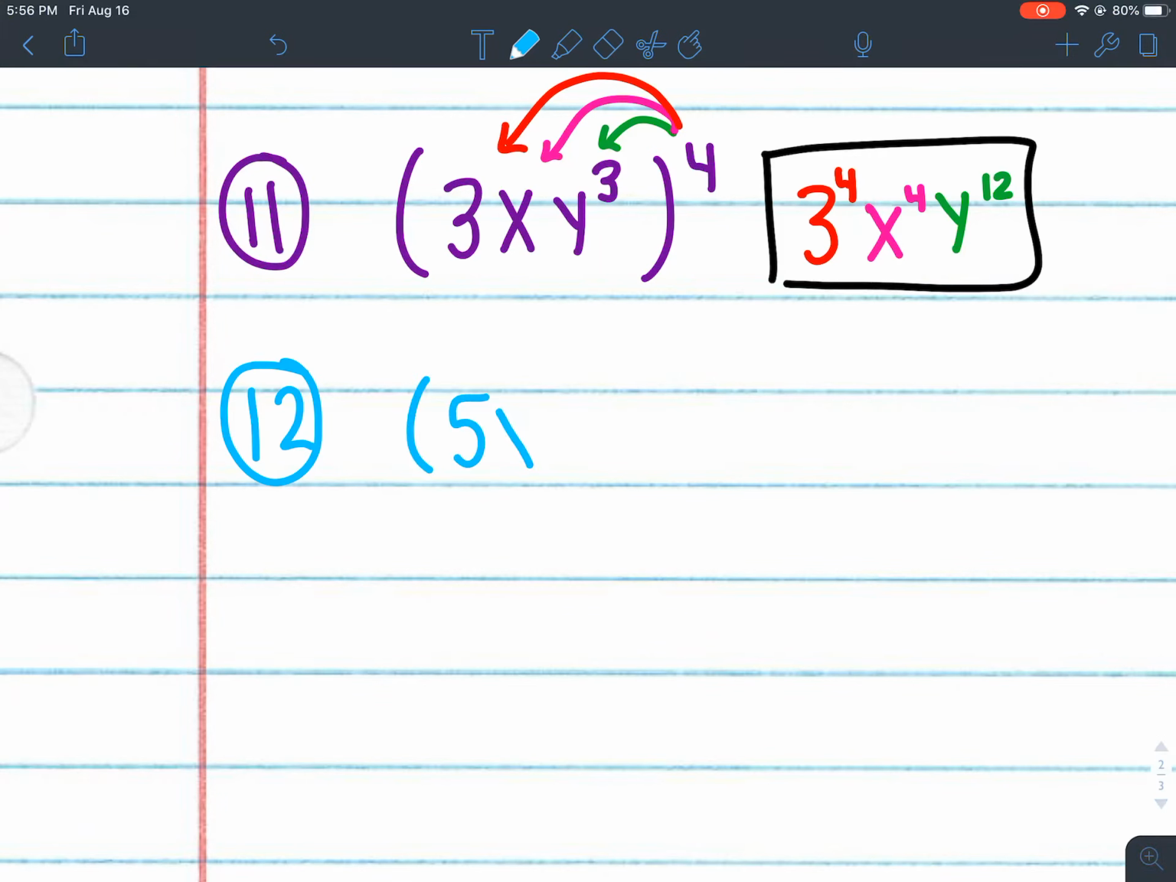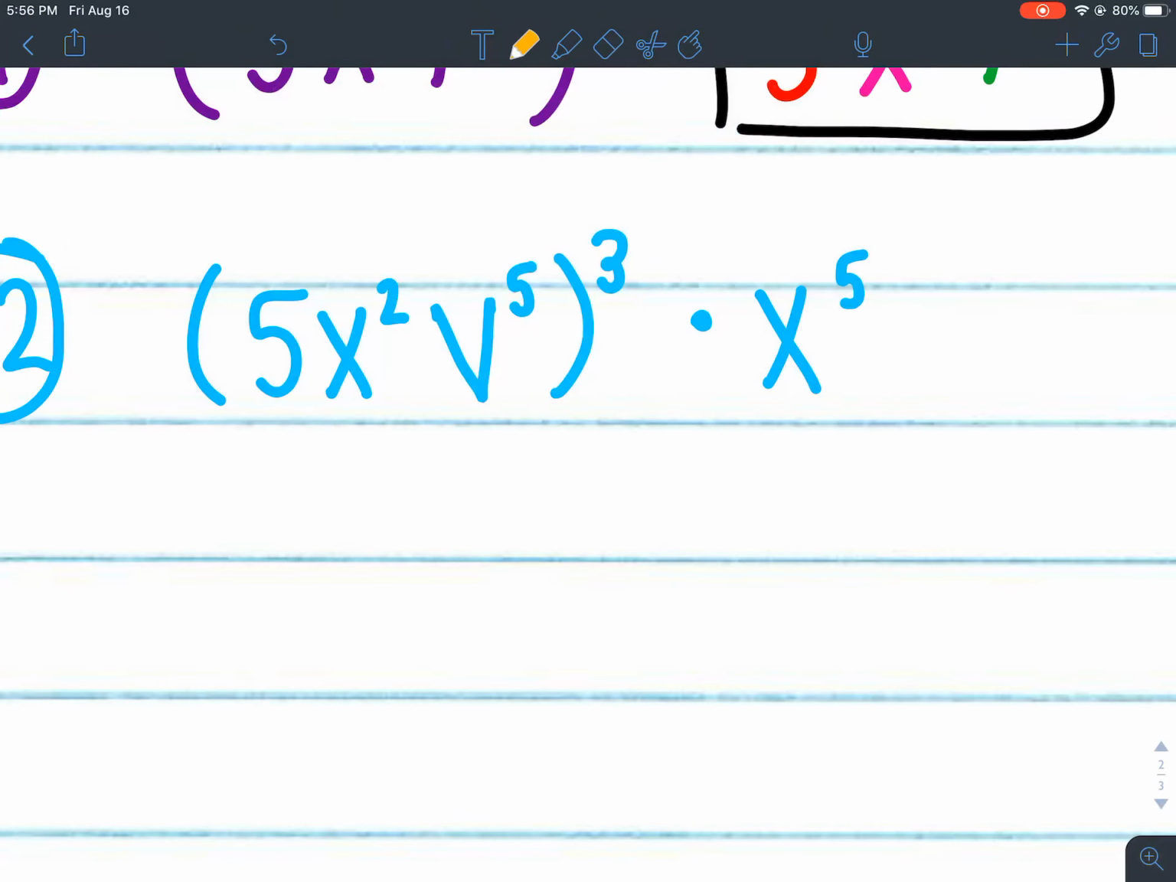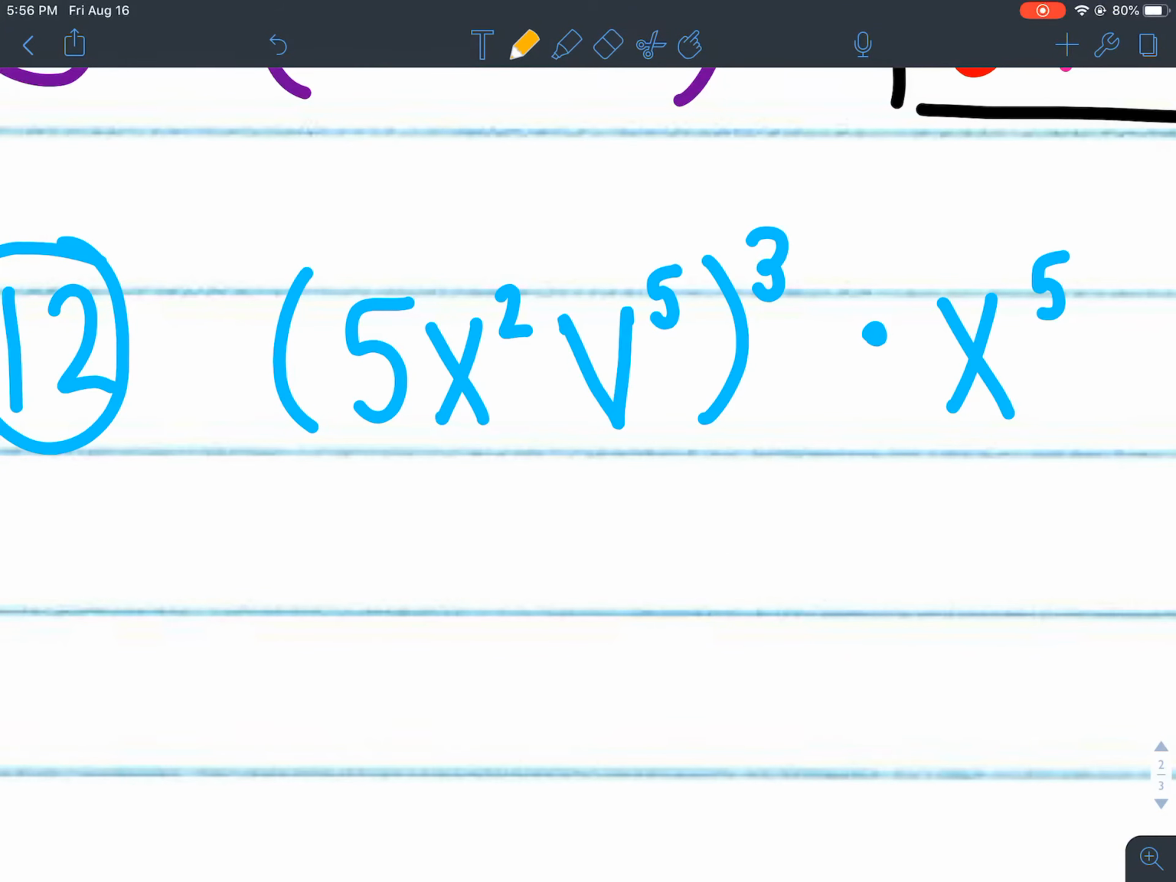So let's do something like this. v to the 5th to the 3rd times x to the 5th. So let's try this one. And you're like, whoa, I don't know. That's okay. Do the same thing we did earlier, right? We see a parentheses, we say super, so like, okay, multiplication. This is like a super, remember? It's up there. So 3 times 5. So it'll be v to the 15.